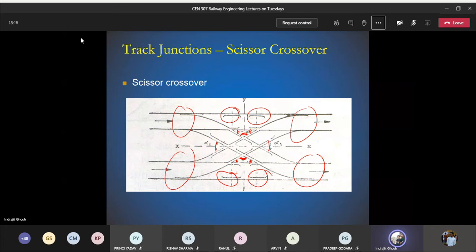And there is a straight portion. So in this portion you can see that this is straight. So this is a scissor crossover. So the train can come here, the train can go there.